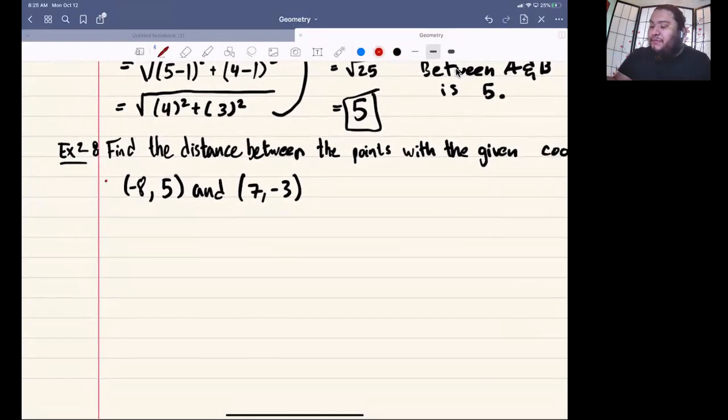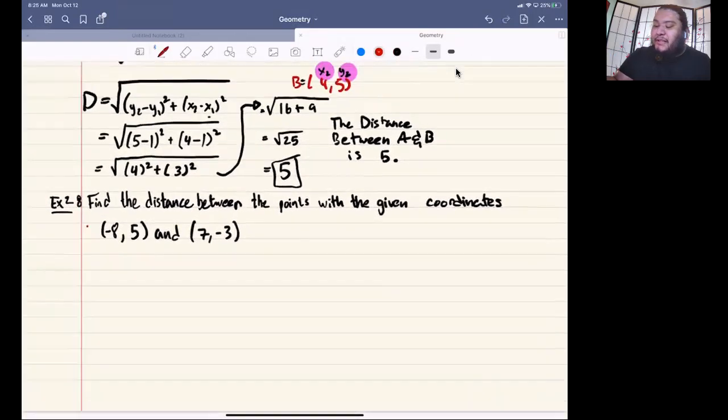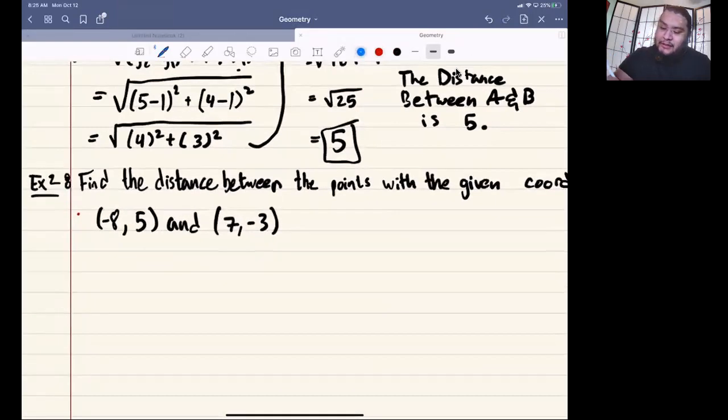It says find the distance between the points with the given coordinates. So we're going to call this one point 1, and this is point 2. That means x1 is equal to -8, y1 is equal to 5, and then for x2, we're going to get 7, and for y2, we're going to get -3.